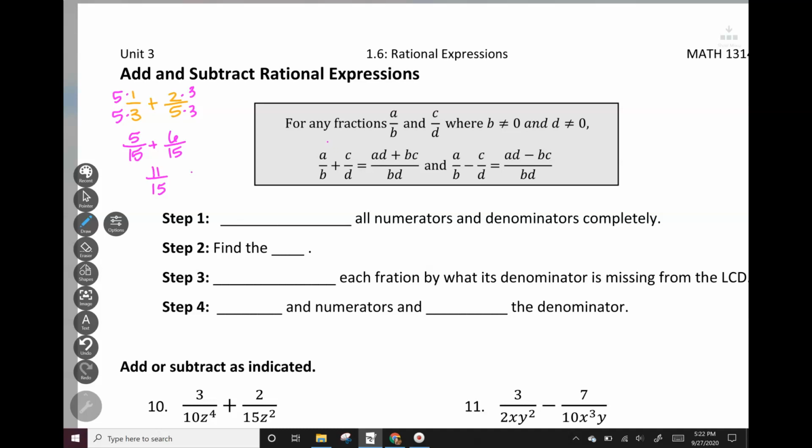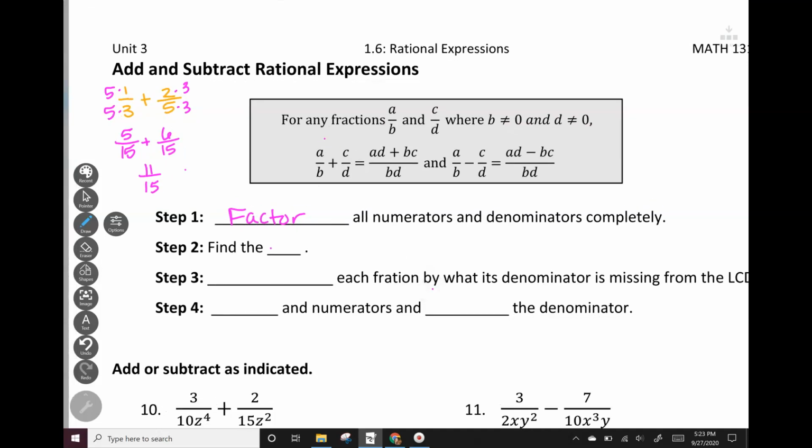Same thing with rational expressions. You still need to get a common denominator, and then you still add across the top and leave the denominator the same. Cool? So, step 1. Factor all numerators and denominators completely. And then find your least common denominator, LCD.